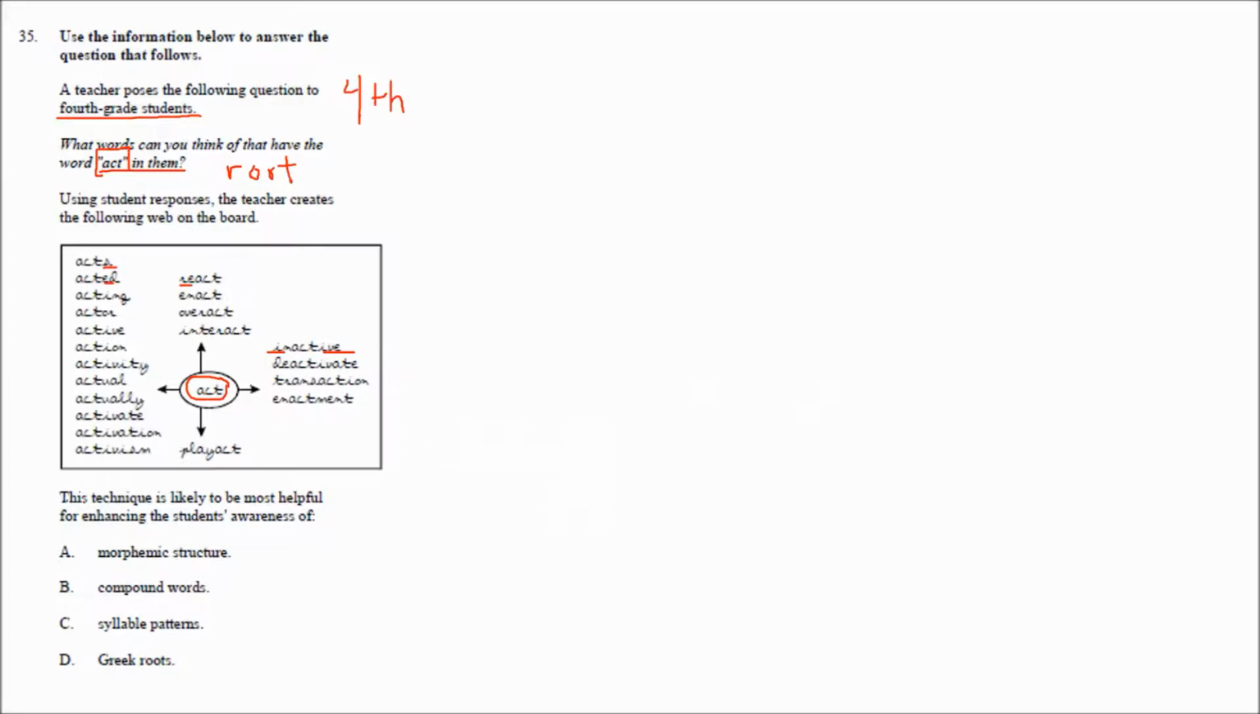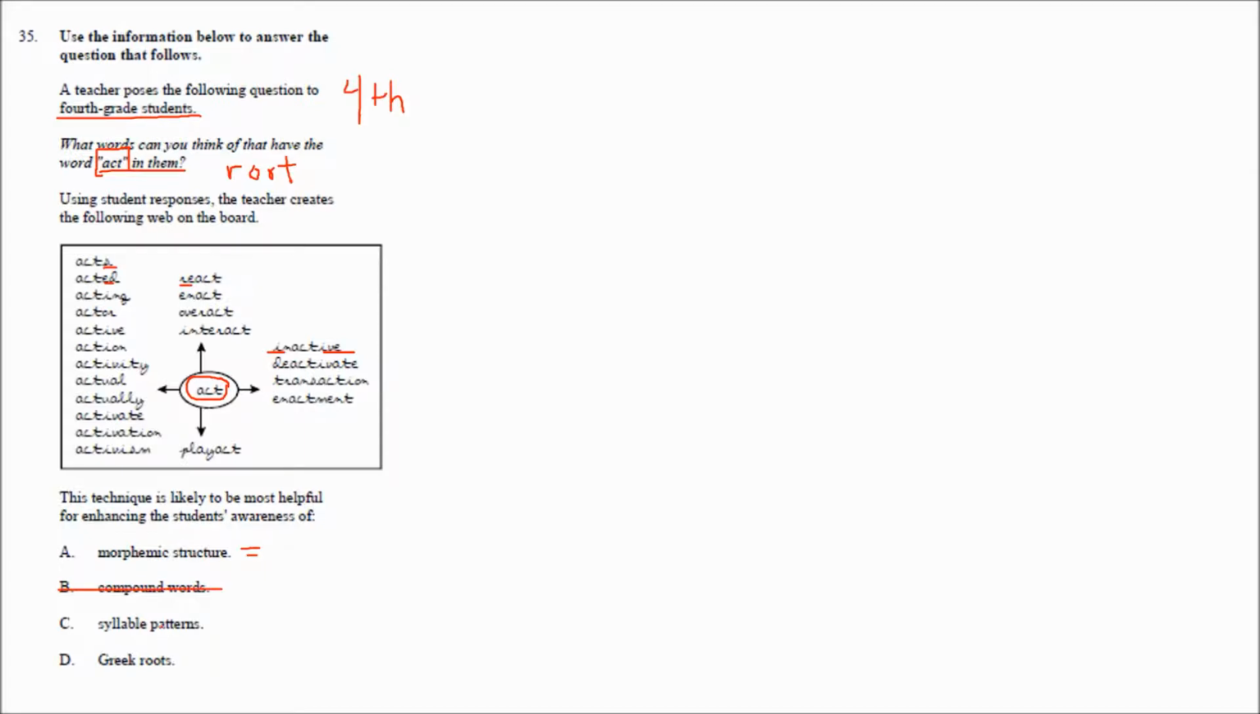So let's see what you have. This technique is likely to be most helpful for enhancing the student's awareness of. So we have morphemic structure. Morphemic structure is to read parts of the word or get meaning from parts of the word that they all have. Compound words, well, okay, some of these words are compound, but what does this have to do with anything? Axe is not a compound word.